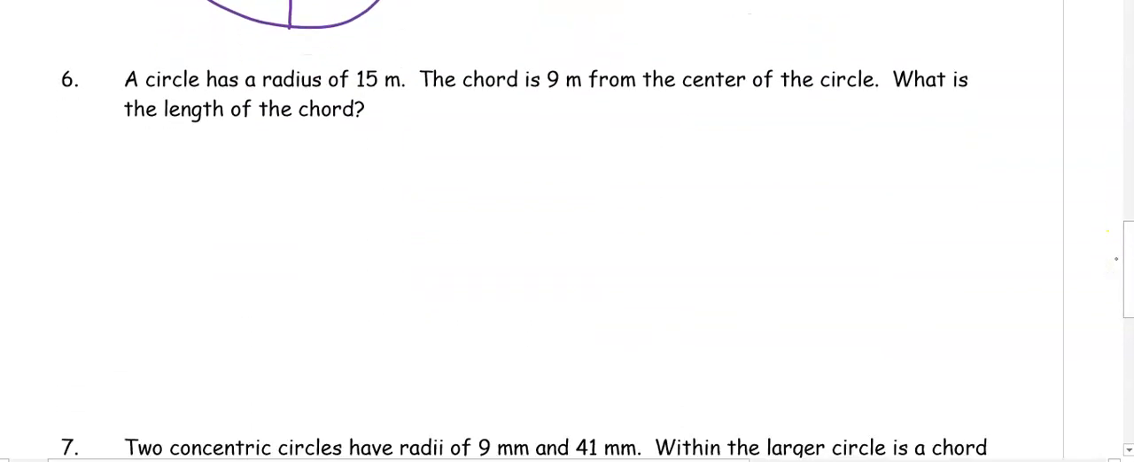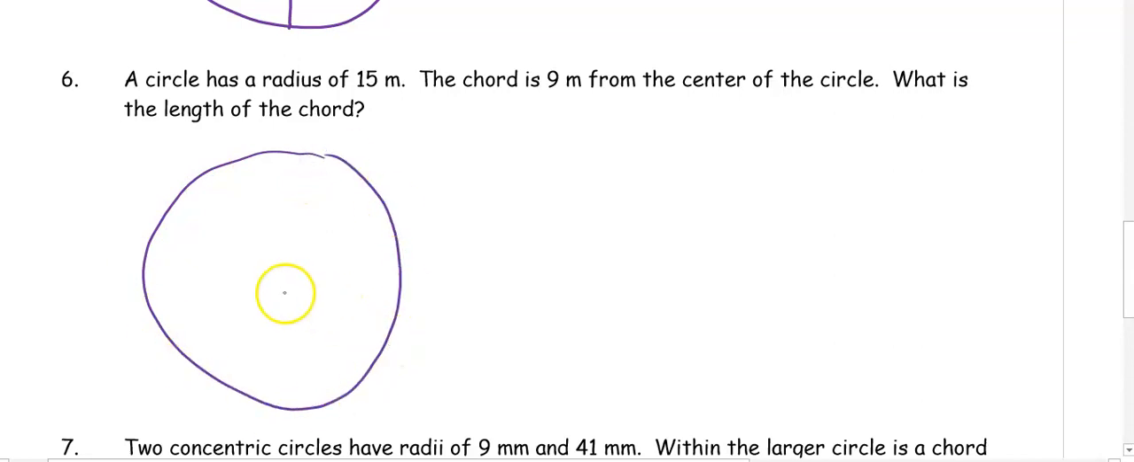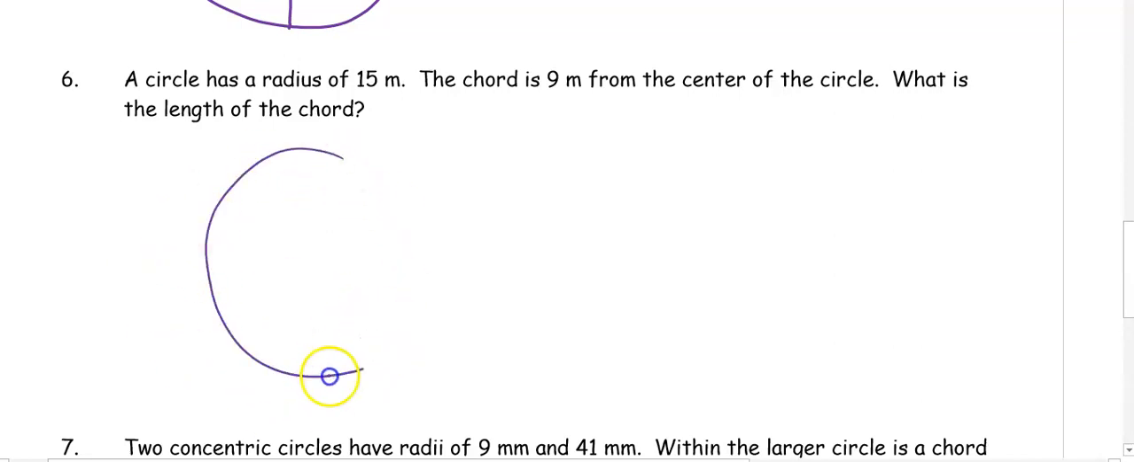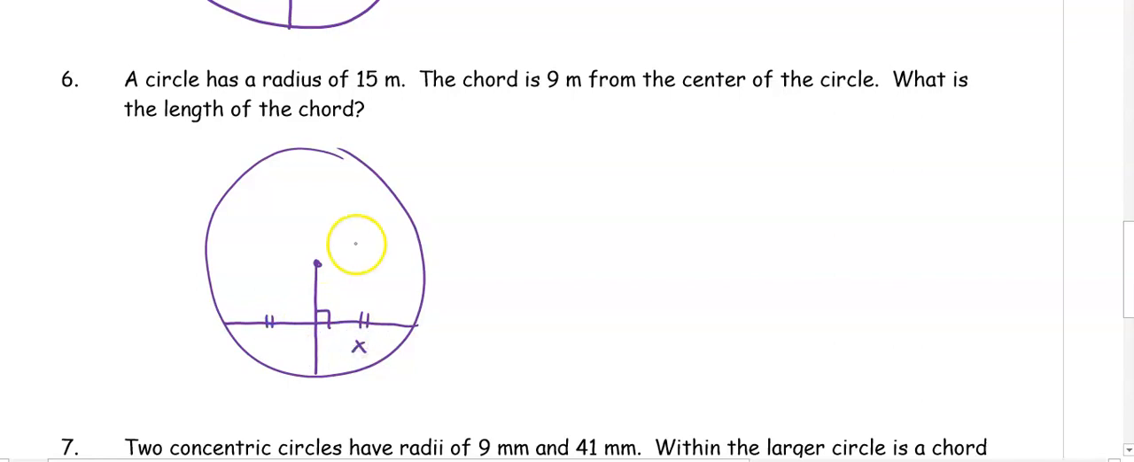In number six, a circle has a radius of 15. The chord is 9 meters away from the center of the circle. What is the length of the chord? So again, draw our circle. We have our chord that goes across. We know that it is bisected, but we don't know the length, so we'll call it x for now. We know that the radius is 15, and the distance from the center to the chord is 9.